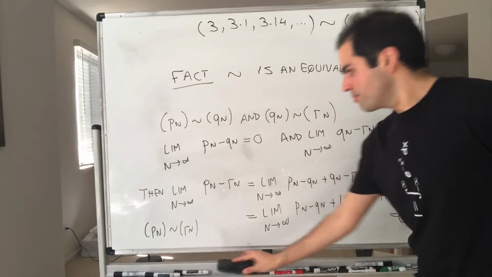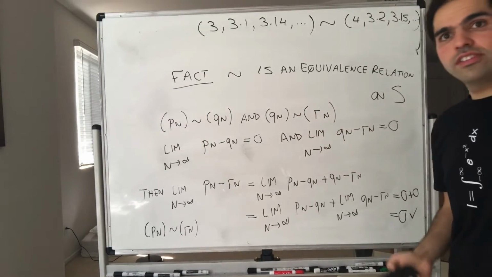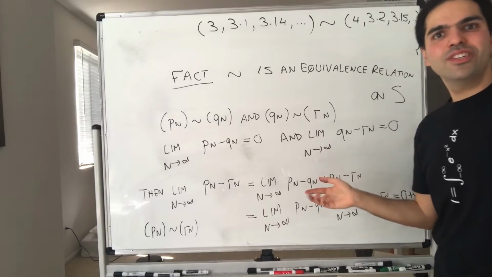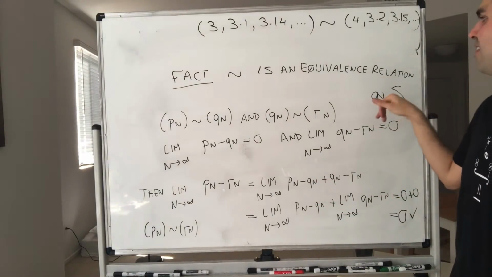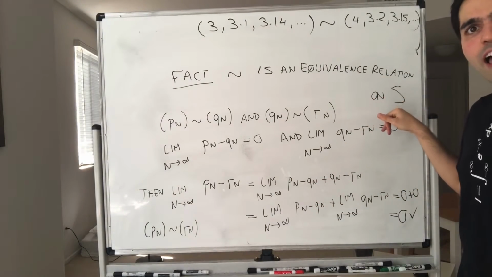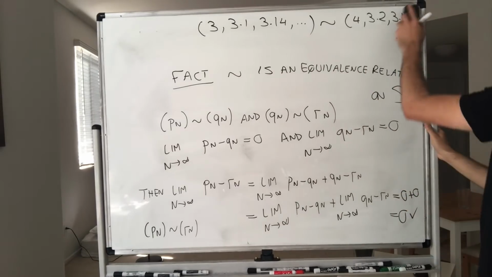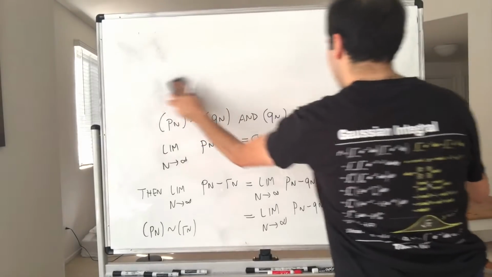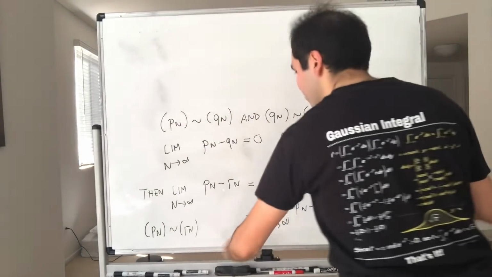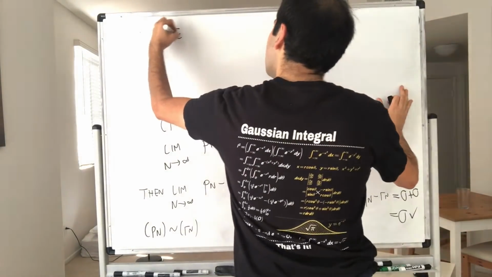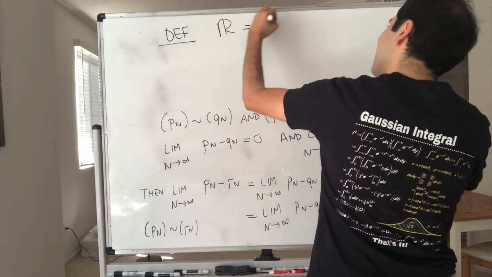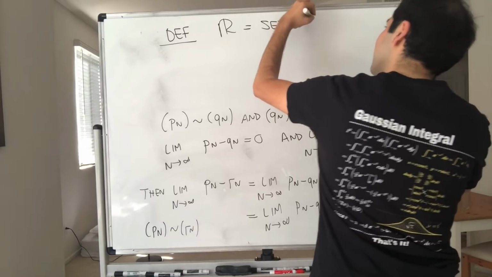All right. So we know that squiggle is an equivalence relation, and here's the promised definition of R. It's just the equivalence classes of S with that equivalence relation. So here's the definition: R is just a set of equivalence classes.